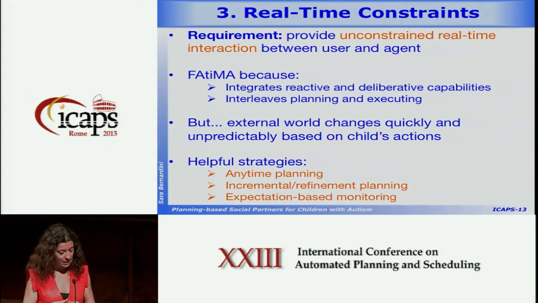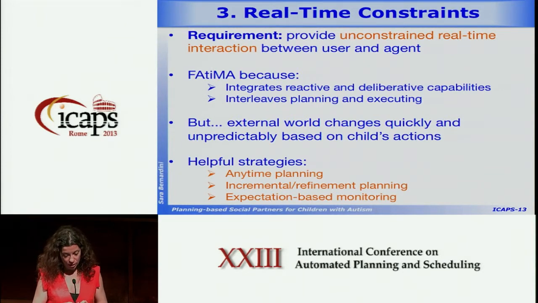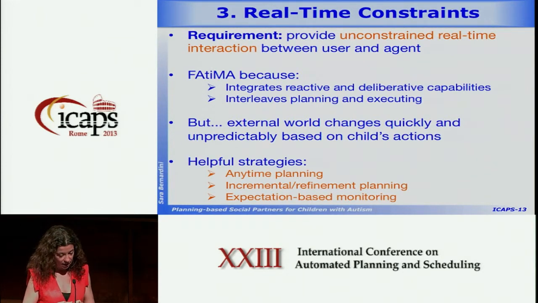So we are now exploring other strategies like anytime planning or incremental and refinement planning, in which plans are only partially elaborated at first and then only refined when the agent starts executing them. And also some strategy for expectation-based monitoring, so that early signs of plan failure can be captured, and so a new plan can be generated faster.